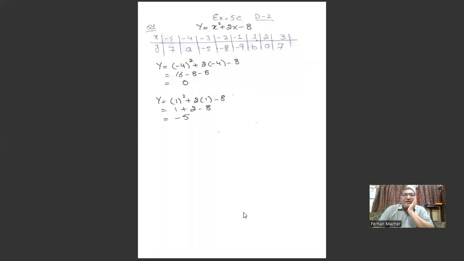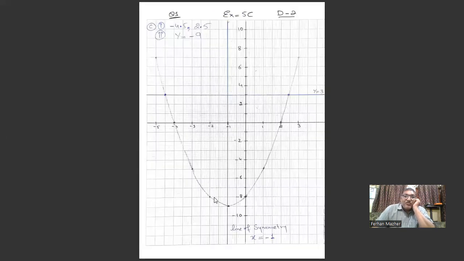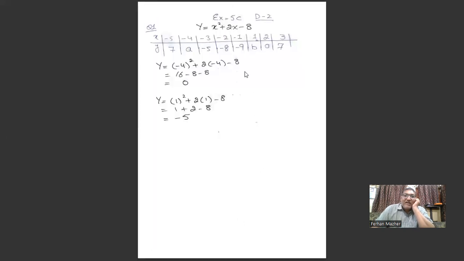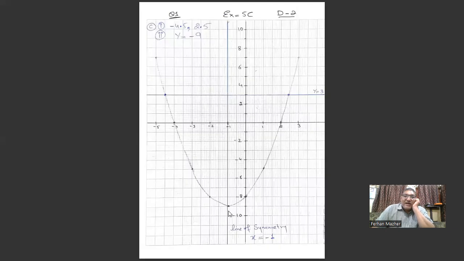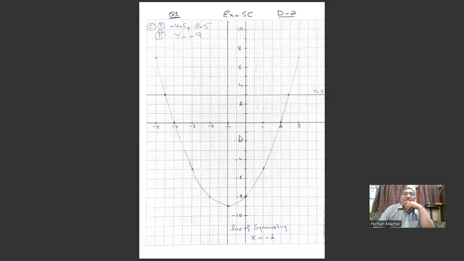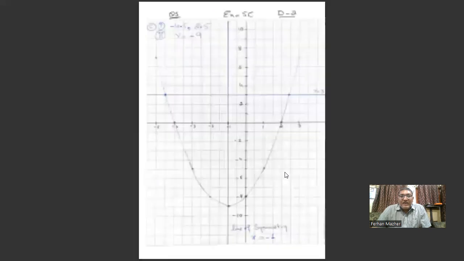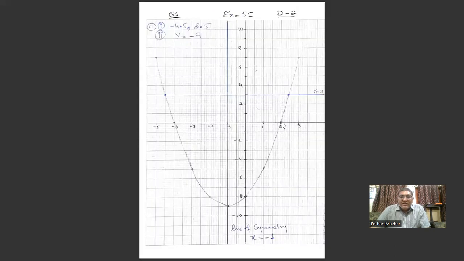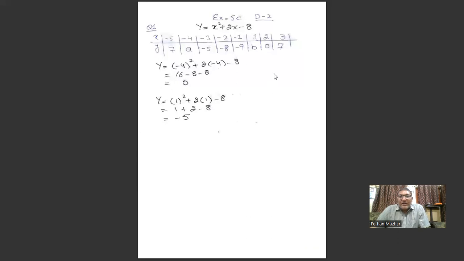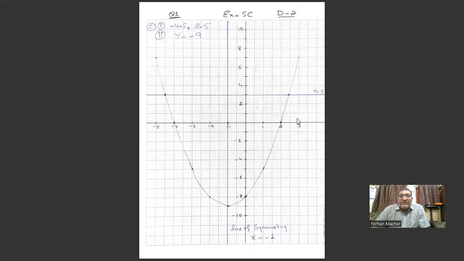And then at -2, you have -8. At -2, you will have -8. So I will put this dot. And then at -1, you have -9. So at -1, we will have -9. We put this dot. And then at 1, you will have -5. So at 1, we will have -5. This is that point. And then at 2, you will have 0. So this is that dot. And then at 3, you have 7. So at 3, you will have 7.